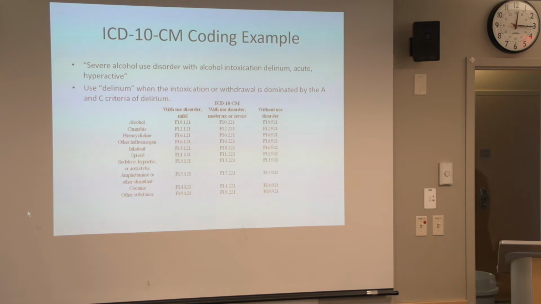So wherever the drug is causing an intoxication or a delirium or it's a substance of abuse, you'll see F16 for hallucinogens, F15 for stimulants, F10 for alcohol.